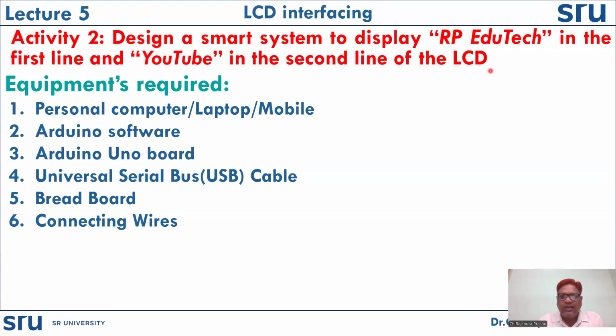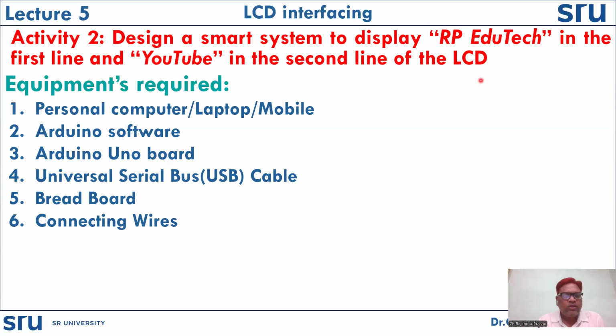Backlight is nothing but an LED. For the LED, we require a 220 ohm resistor when you are directly connecting to Arduino Uno. In addition to this, we require one potentiometer, which is used to adjust the contrast of the LCD.